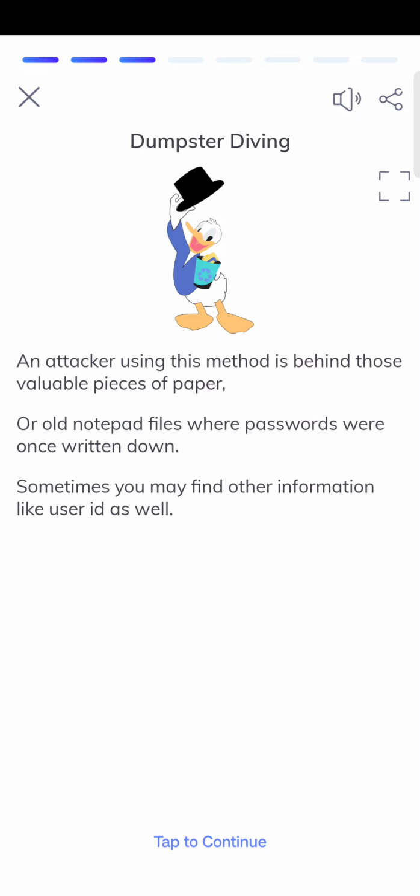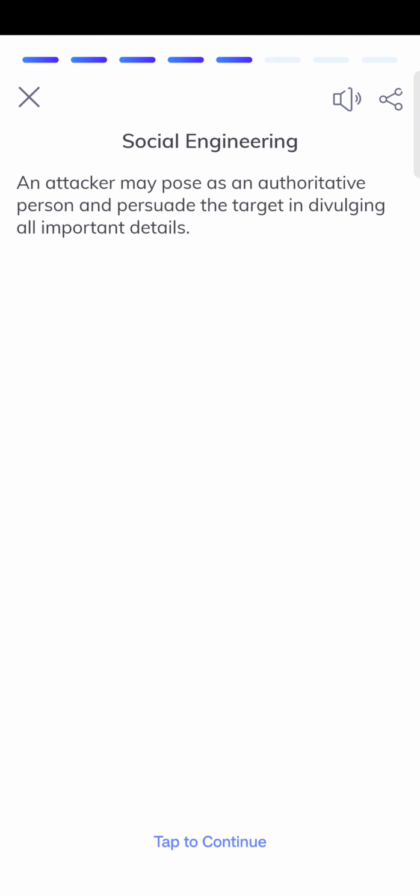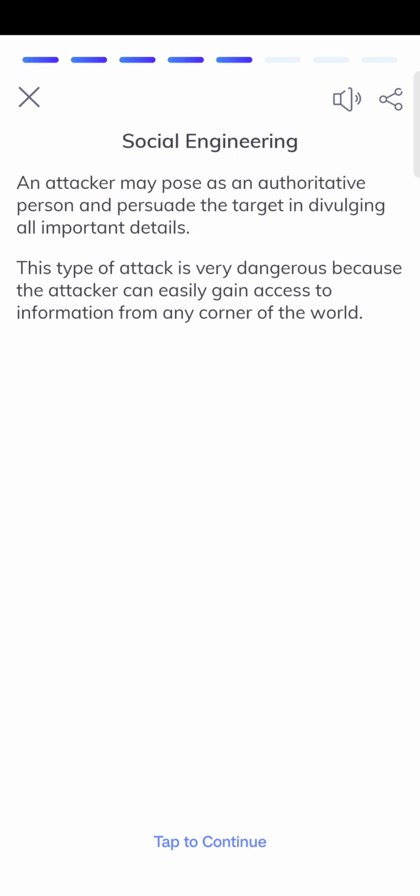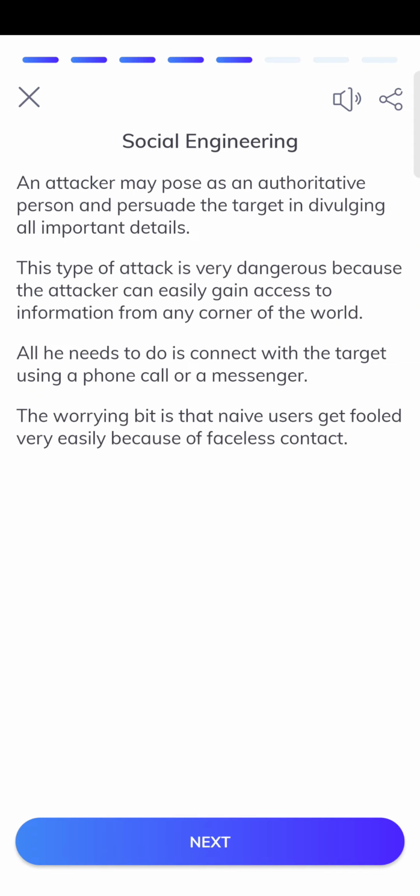Or an old note. Sometimes you may find that the recycle bin is actually a goldmine. In this method, an attacker tries to get the password directly from the target. Credit card frauds usually take place with the help of social engineering. An attacker may pose as an authoritative person and persuade the target into divulging all important details. This type of attack is very dangerous because the attacker can easily gain access to information from any corner of the world. All he needs to do is connect with the target using a phone call or a messenger. The worrying bit is that naive users get fooled very easily because of faceless contact.